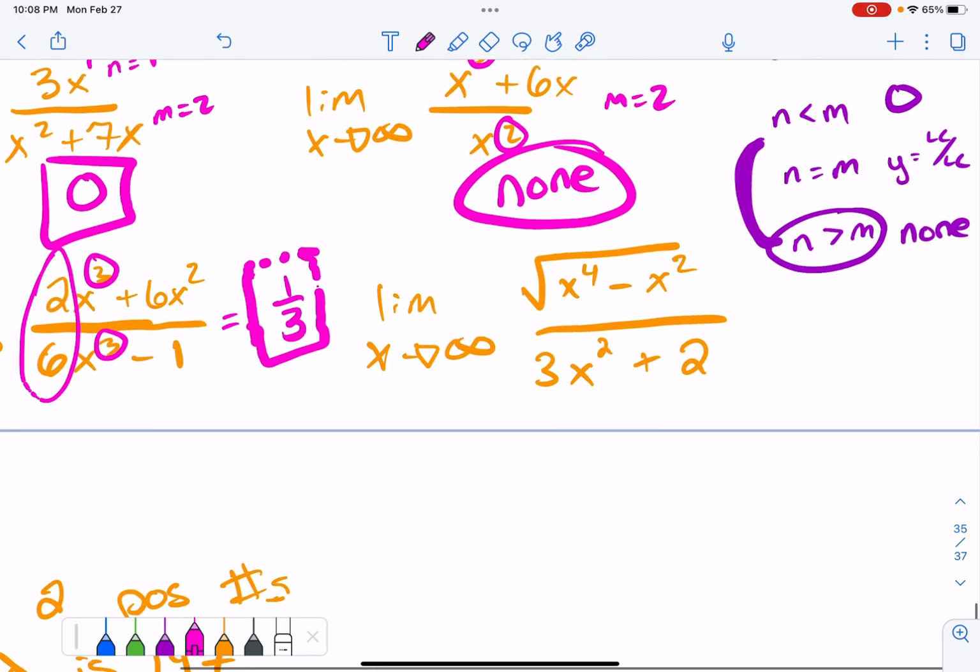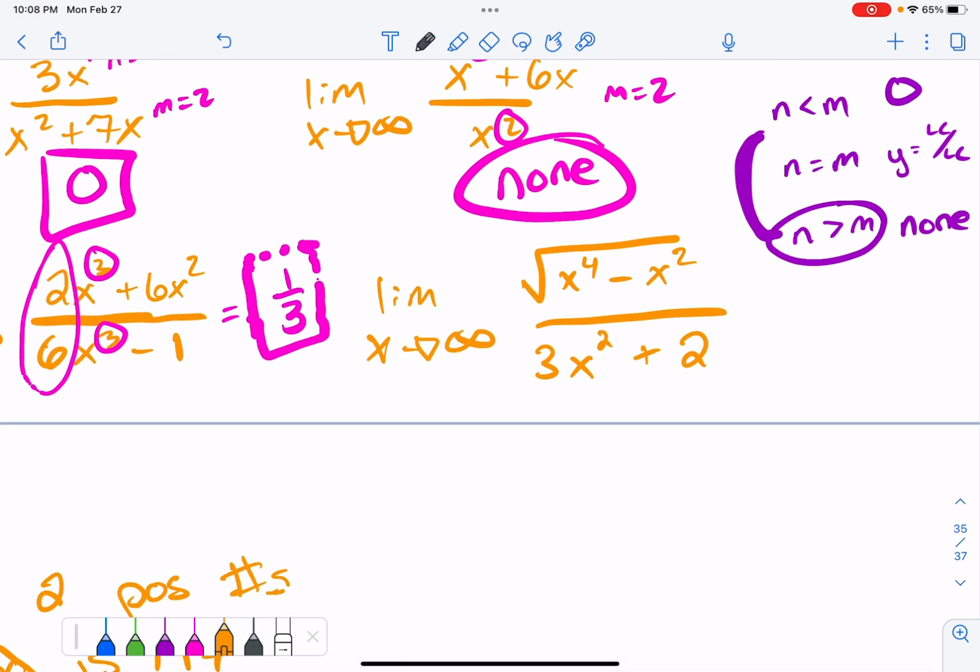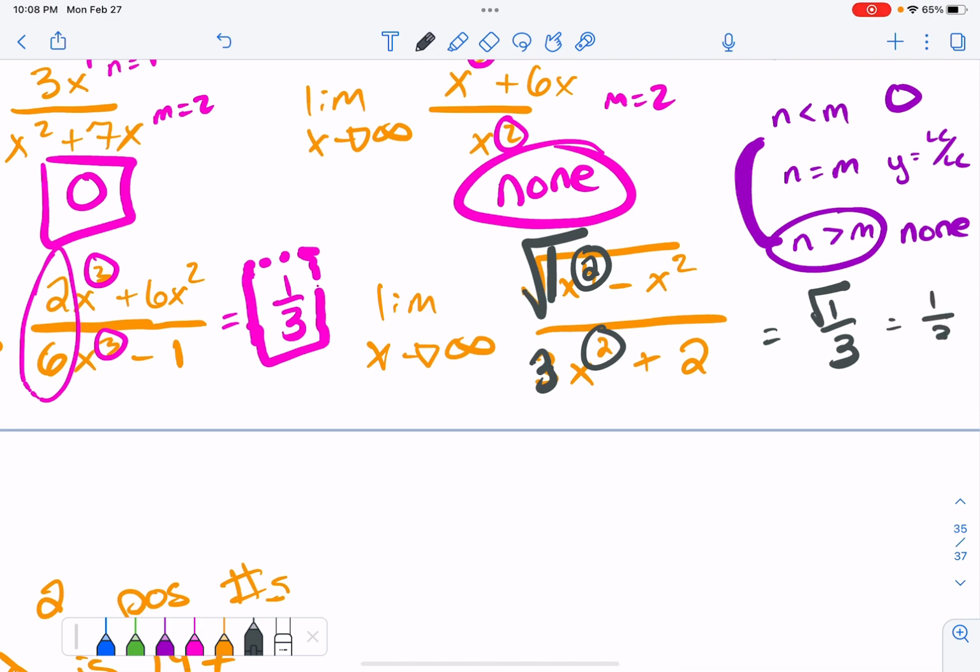And then this one has a square root. So the deal here is, when you're looking for n and m, I know my m is going to be 2, but my n, the top, is the square root of x to the 4th power, which is actually going to be 2 also. So the fact that these two are the same number means that I look for the leading coefficients, right? This one's leading coefficient is 1, and this one is 3. So it is 1/3, except this is the square root of 1, right? The square root of 1 is 1, right? So this stays 1/3, but the square root of 1 is plus and minus 1. So plus and minus 1/3 is going to be your limit, and that's how that works, okay?